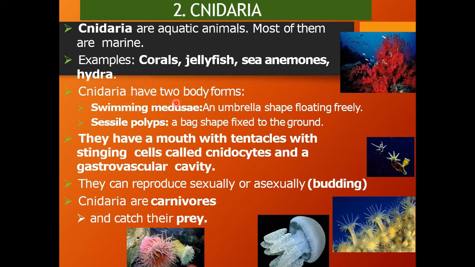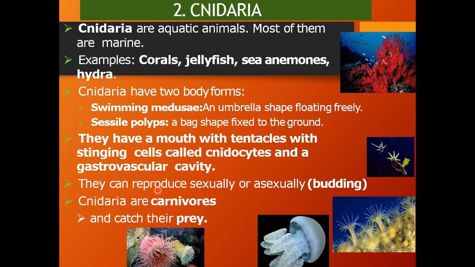Cnidaria have two body forms. First, the swimming medusae, umbrella shaped and floating freely. Then you have the sessile polyps, a vase shape fixed to the ground. They have a mouth with tentacles with stinging cells called cnidocytes, and a gastrovascular cavity.